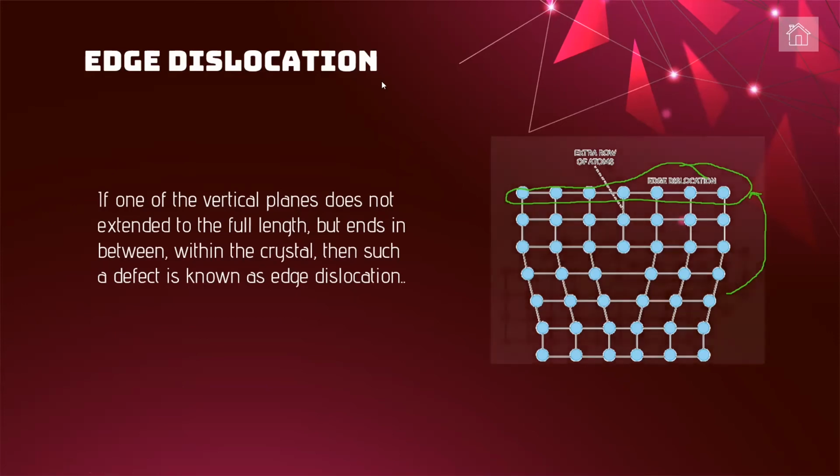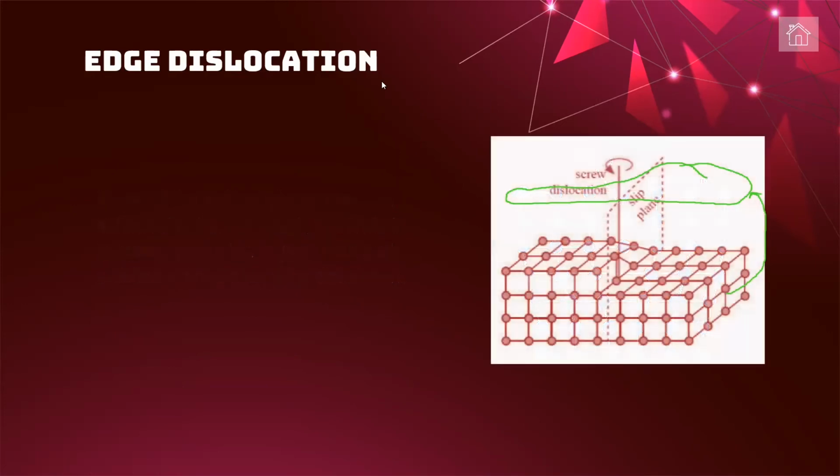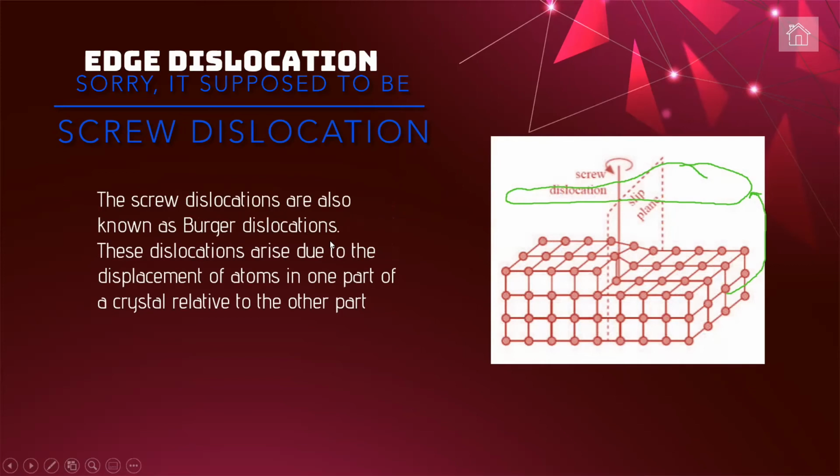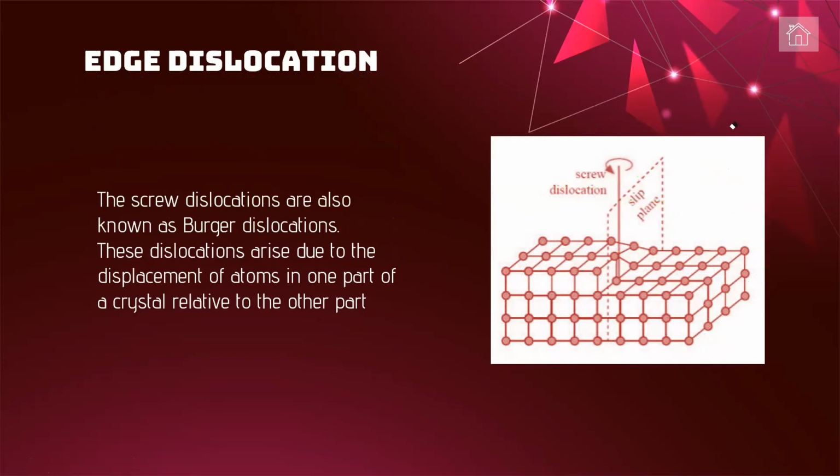Okay, up to the next slide. We still have dislocations. The screw dislocation is also known as Burgers dislocation. This dislocation arises due to the displacement of atoms in one part of a crystal relative to the other part. So this is the screw dislocation.